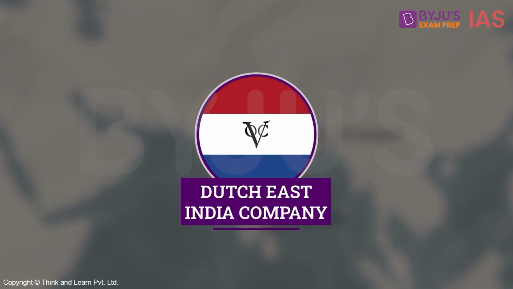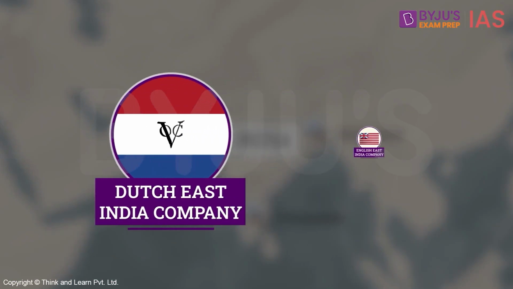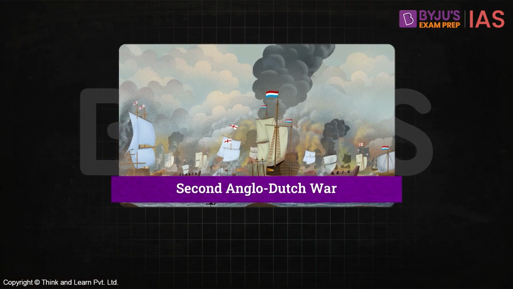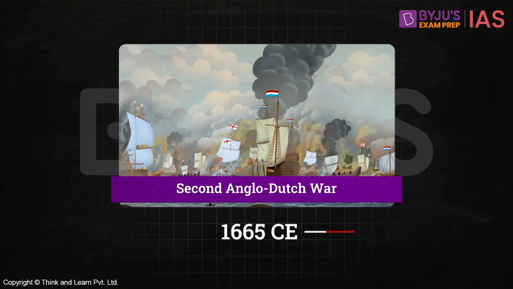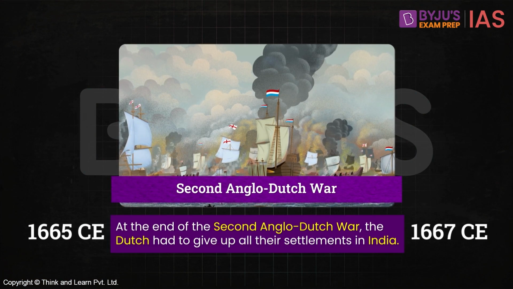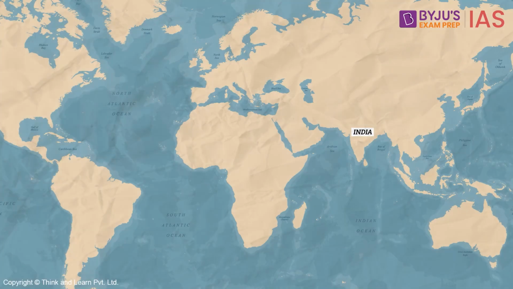Meanwhile, the Dutch were aware of the increasing might of the Englishmen and felt that it posed a challenge to the Dutch interests. As a result, they clashed with the English from 1665 till 1667. At the end of the Second Anglo-Dutch War, the Dutch had to give up all their settlements in India.